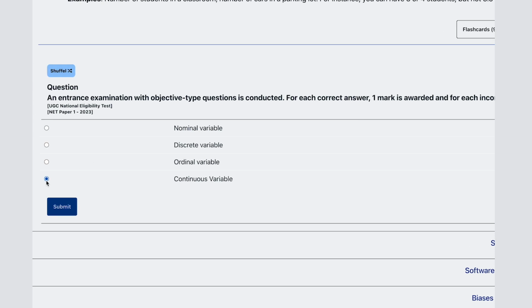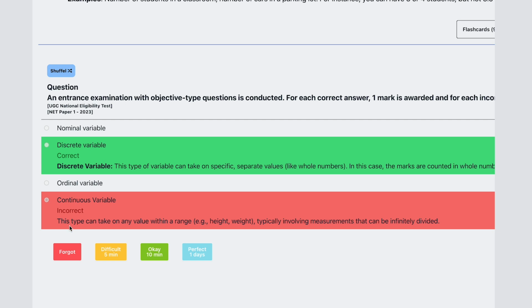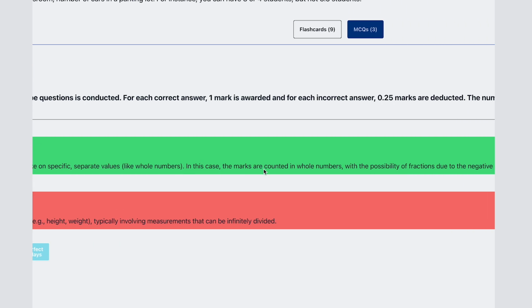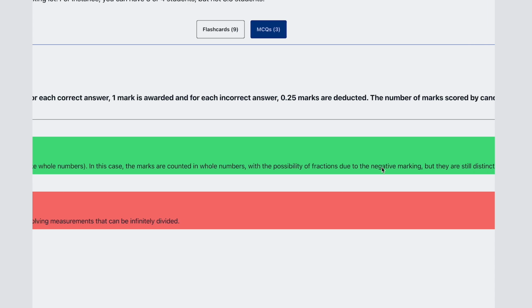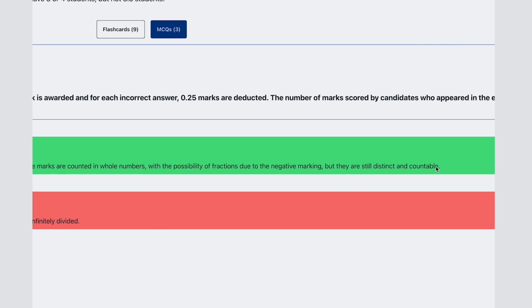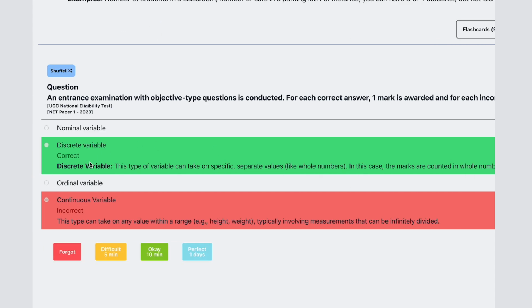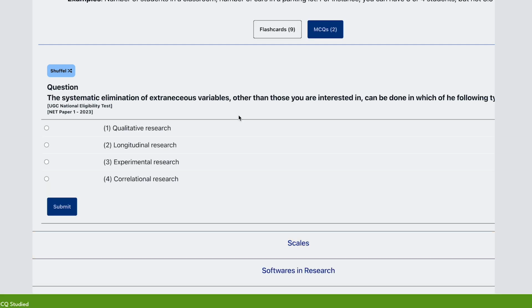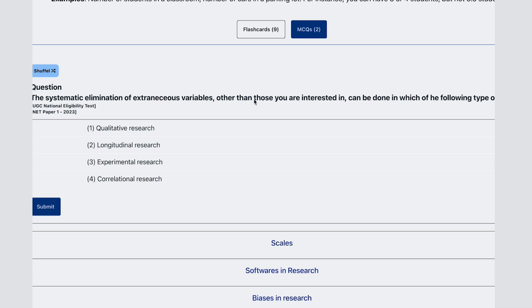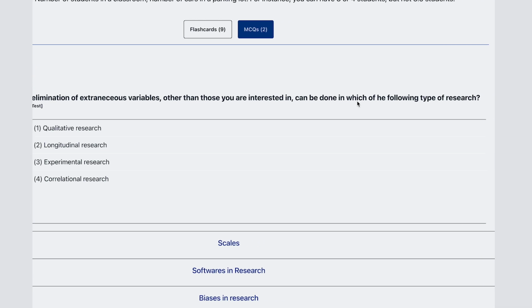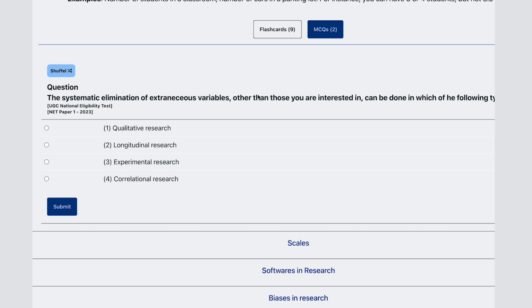So let's do continuous. This type can take on values within a range, and typically involves measurement. So why is it discrete? In case marks are counted in whole numbers with the possibility of fractions, they're still distinct and countable. Okay, that's why you take discrete variables. Alright, perfect. The systematic elimination of extraneous variables other than those you are interested in can be done in which of the following types of research?